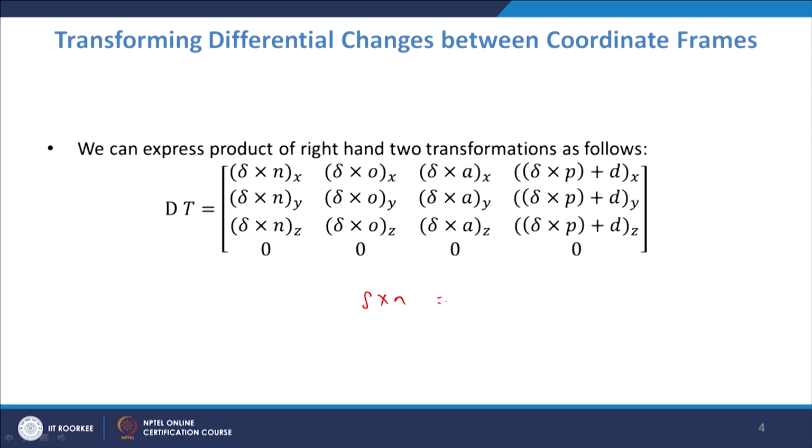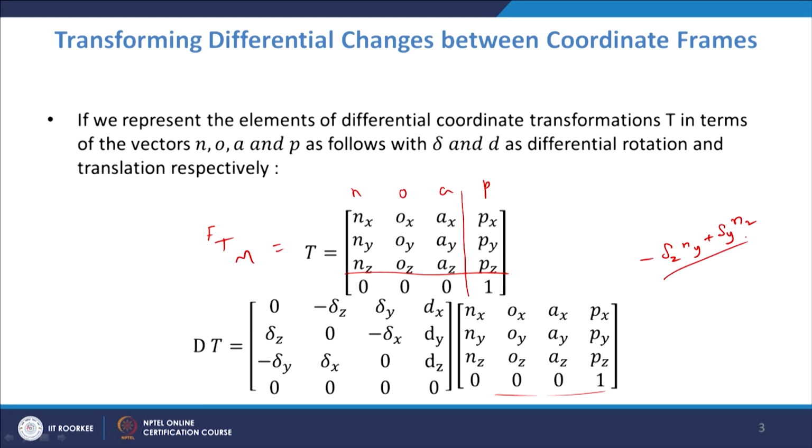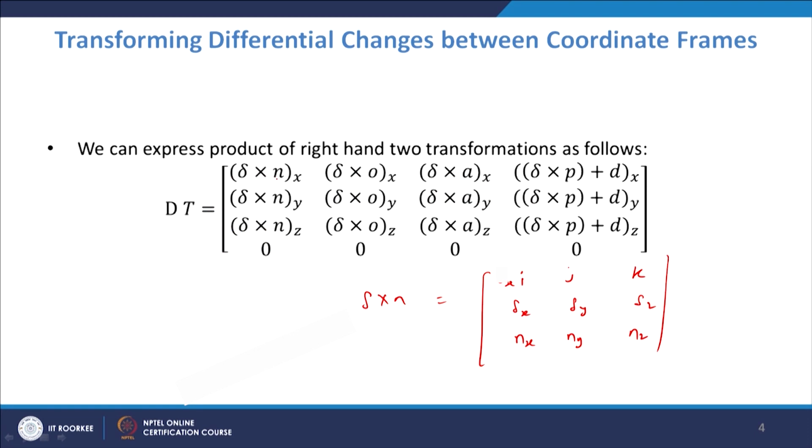This del cross n is given by the determinant with i, j, k, del x, del y, del z, nx, ny, nz. If you calculate this determinant, the i-th component is del y nz minus ny del z. So, that is what we have seen here. This is the first component, del cross n x. Similarly, all the components are given here.